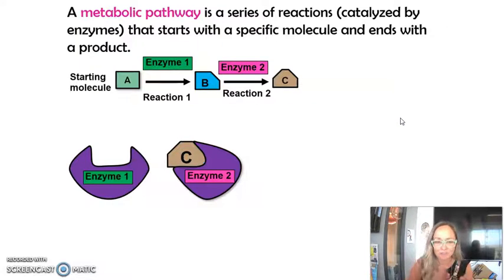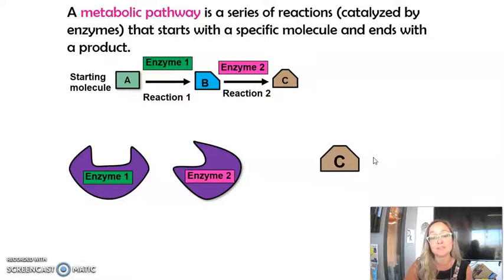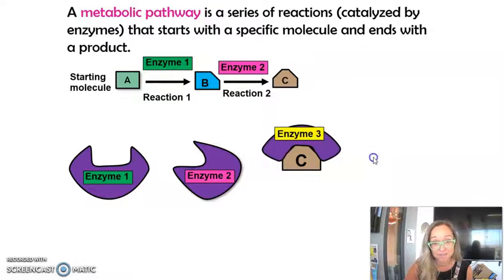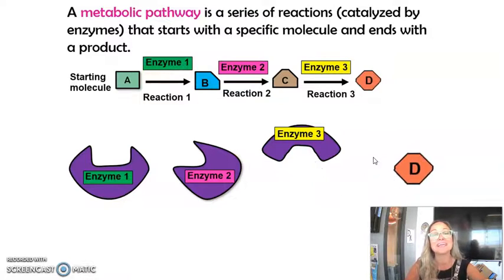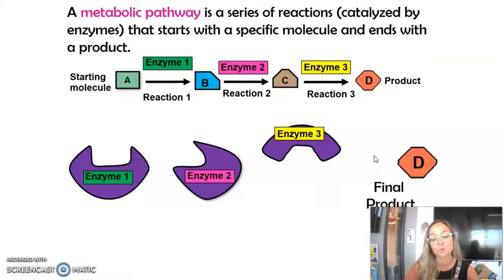Then, so now let's pause real fast and use some enzyme words. So A is a substrate. B is the product of enzyme 1, while also being the substrate of enzyme 2. Now C is the product of enzyme 2. However, it's also the substrate to enzyme 3. So we can see here how this pathway is a series of reactions all controlled by enzymes. So in our example here, molecule D is our final product. So here we have a metabolic pathway.